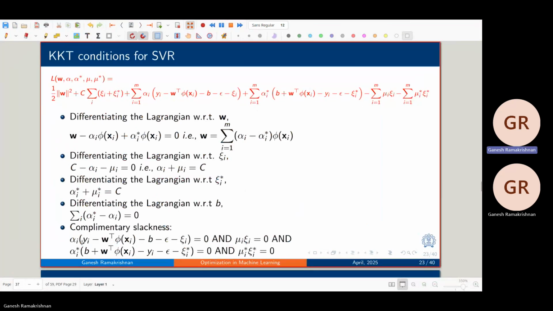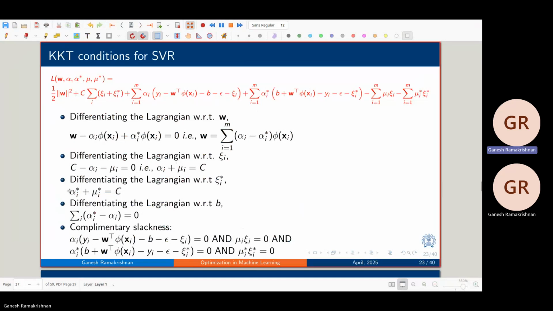Right? If alpha I star is between 0 and C, and alpha I is between 0 and C, then mu I and mu I star are also between 0 and C, so xi and xi star should be exactly 0. Right? If mu I and mu I star are non-zero, then xi has to be 0. If xi is 0, then what happens? So look at all of these, the cascading effect.